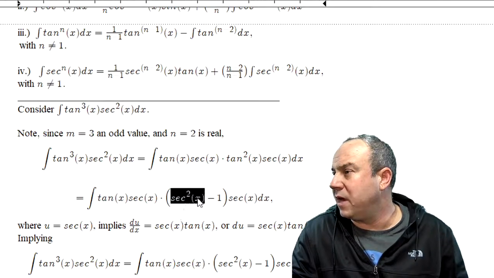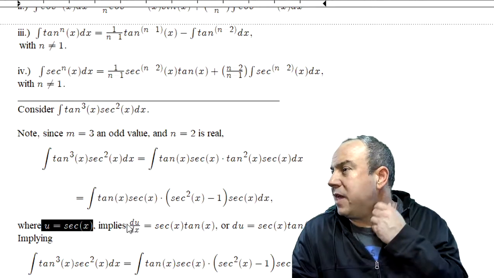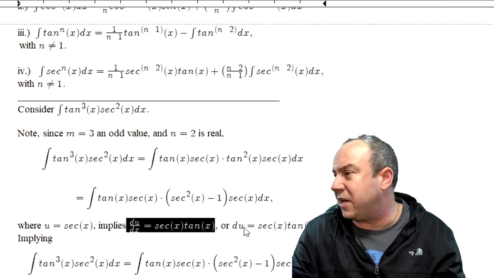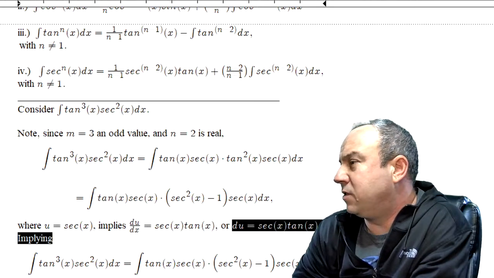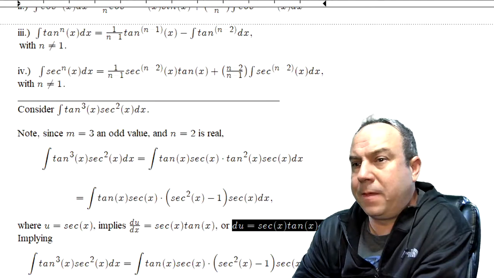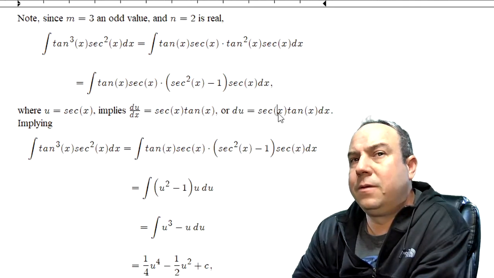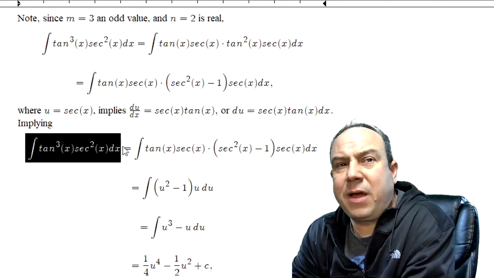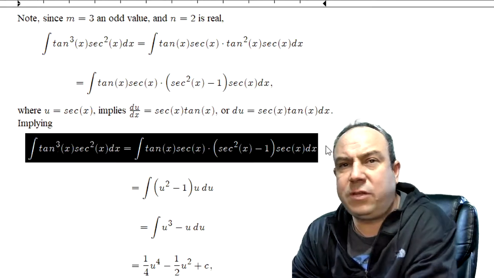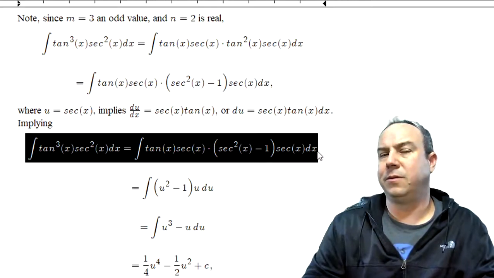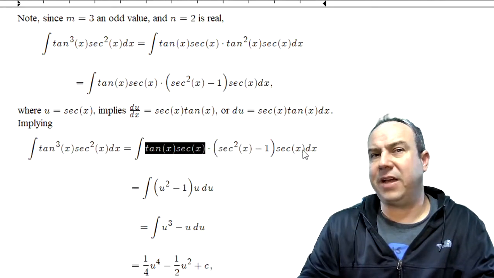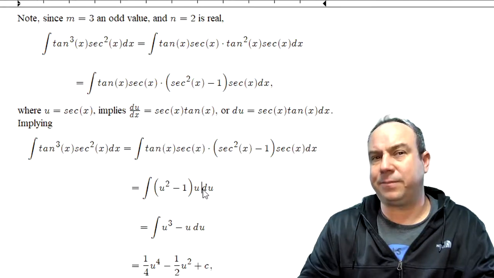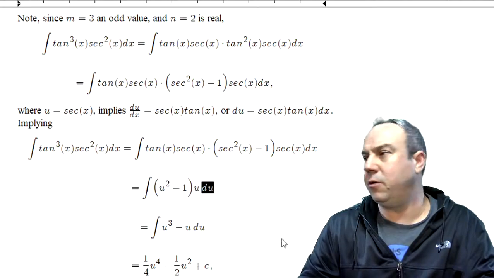Now, rewritten, I can go into the secant of x's and let u equal those secant of x's. That will imply du/dx equals secant of x tangent of x, or that du is just equal to secant of x tangent of x dx. Implying that in my integral, the tangent of x, secant of x dx will just become the du.